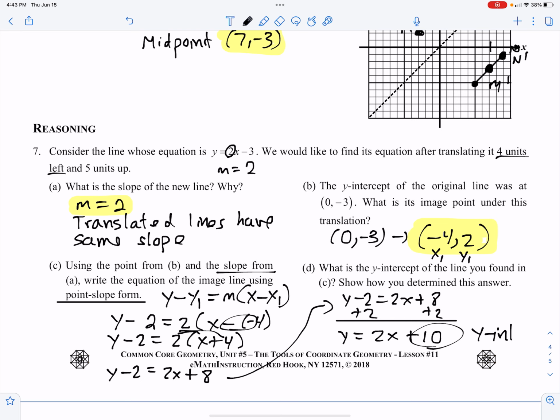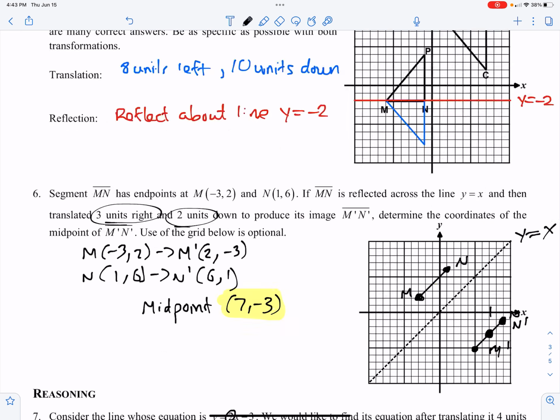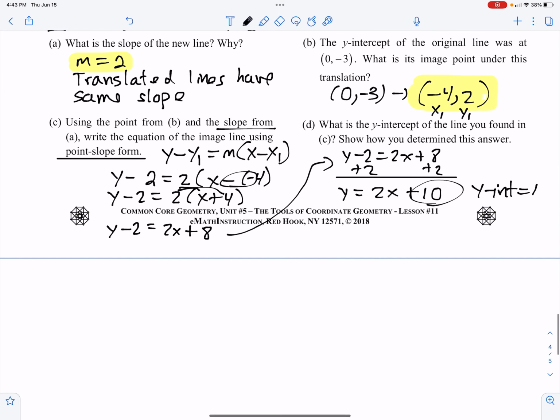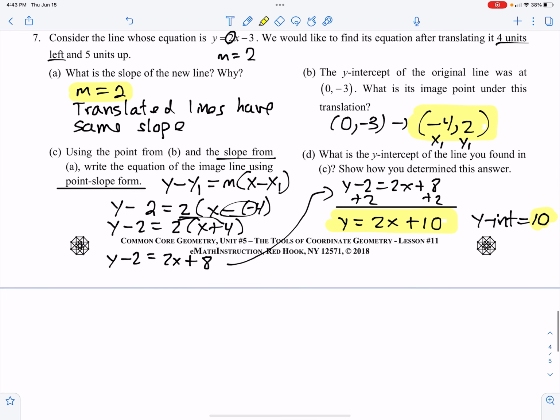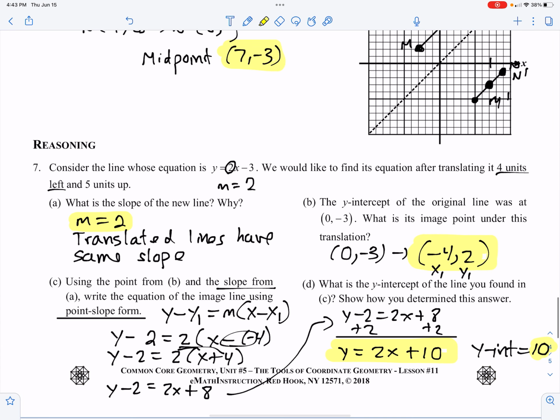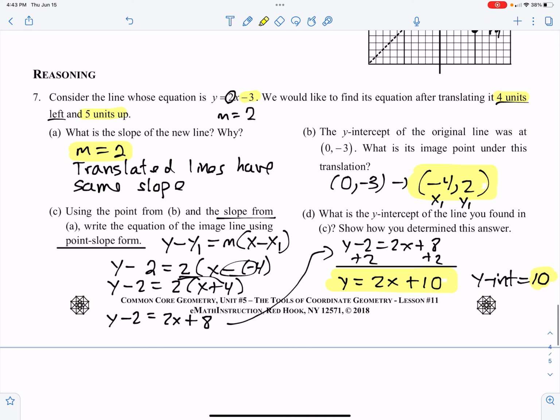Y-intercept is 10. Sorry about that. Okay, our new equation, it did intersect at -3 originally. So if you think about what you did, you moved it 4 units left, 5 units up, okay? That's going to translate it up to a y-intercept of 10.